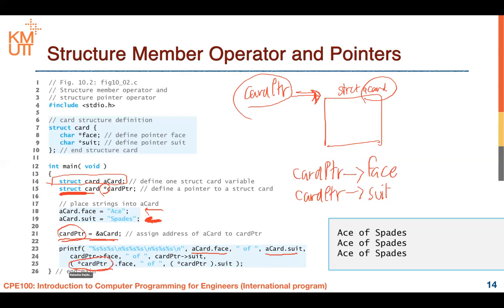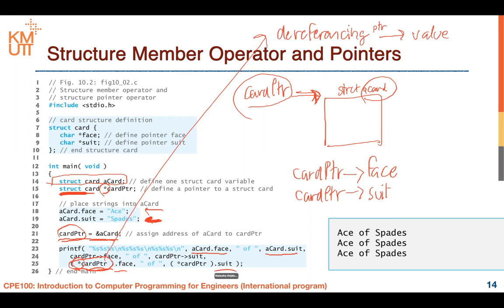Change cardPtr, which is an address, into a value by star. Put the star sign in front and you can get the value of the pointer. We call this dereferencing, if you could remember. Dereferencing. Please remember this word. Dereferencing, you get the value. Change pointer to value. So when you get the value, this one is a value that is a structure, so you can use dot face and dot suit.